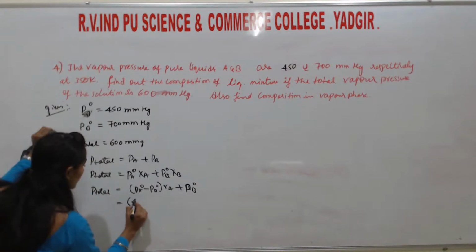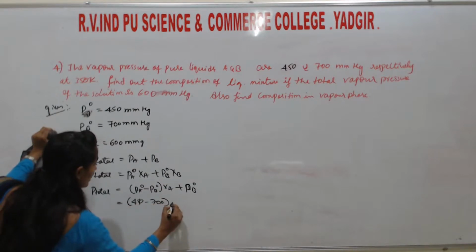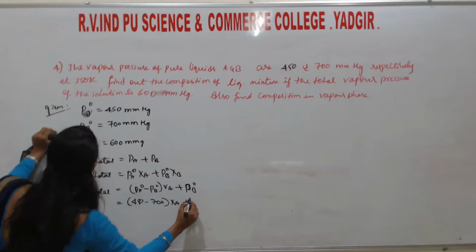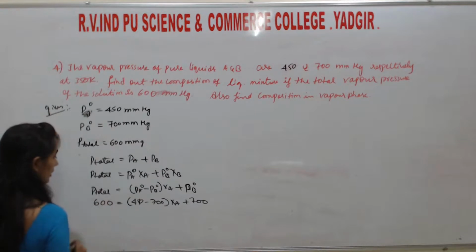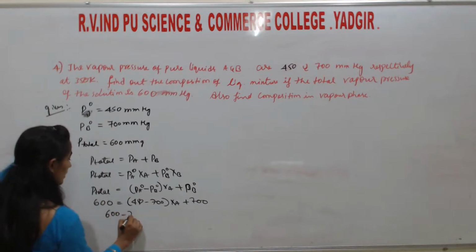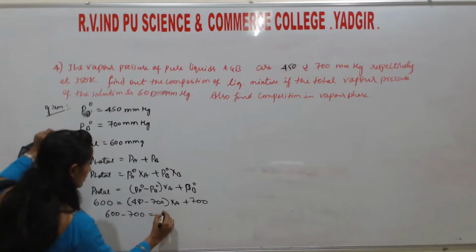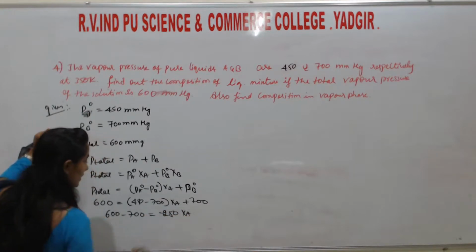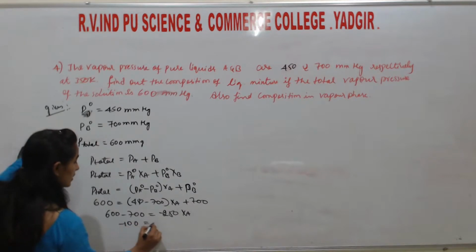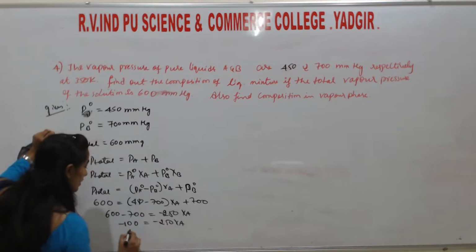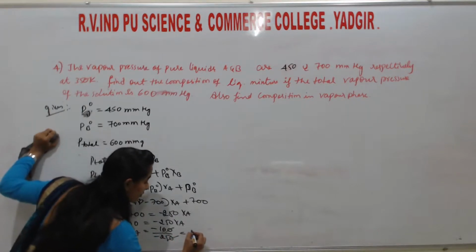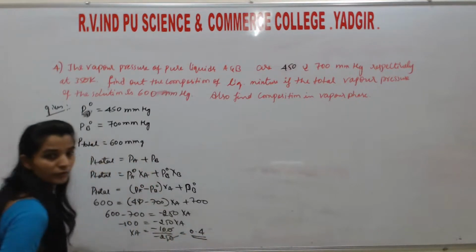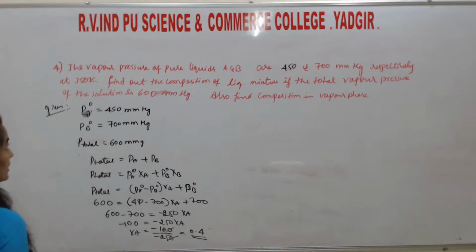Okay, correct. This is 450 minus 700 into XA plus PB is 700. Then this one is 600. So students, we will get 600 minus 700. If you do this, we will get minus 250 XA. So here this is minus 100, that is equal to minus 250 XA. Then XA we will get minus 100 divided by minus 250. So 1 divided by 2.5 means we will get 0.4. So the XA value we will get here, students, is 0.4.